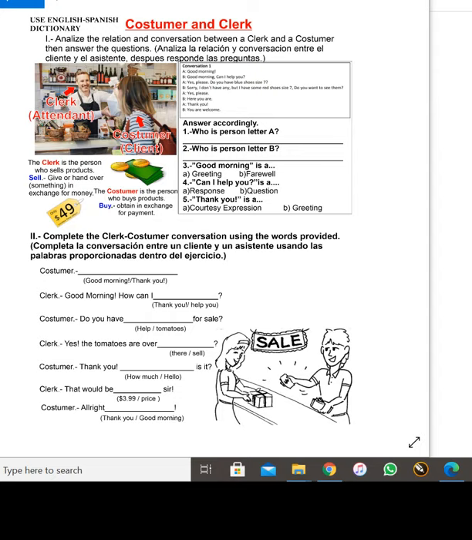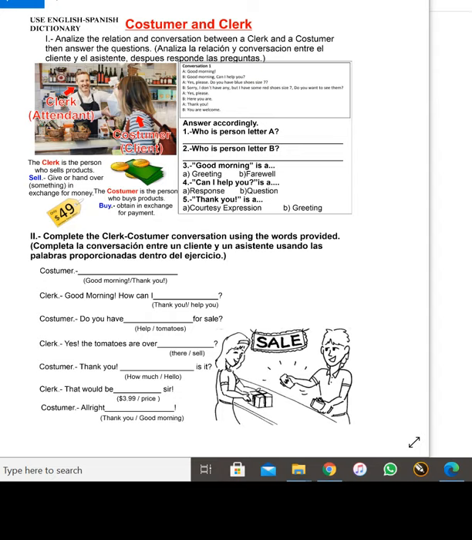So, moving on to the next exercise. Okay, the topic is called customer and clerk. All right. The customer, guys, is the person who buys products. Okay, when you go to a shop, you are a customer.